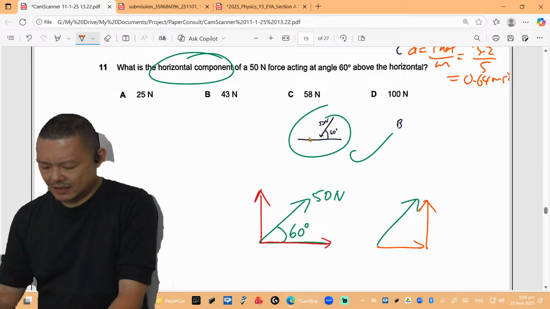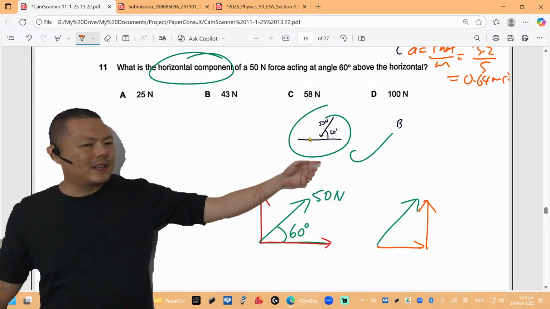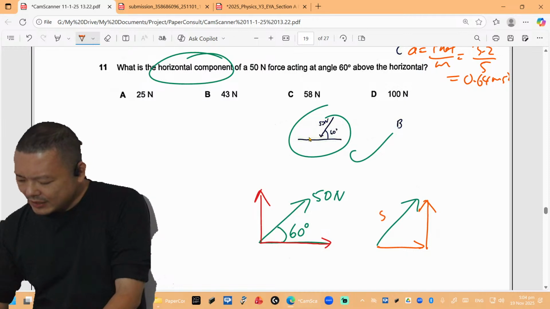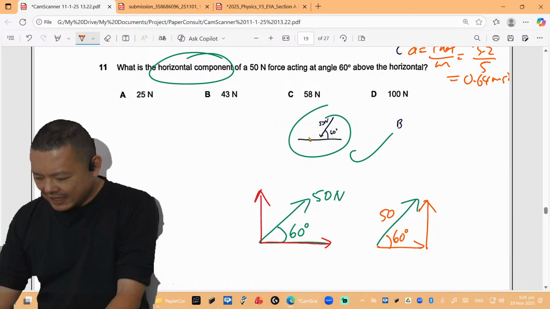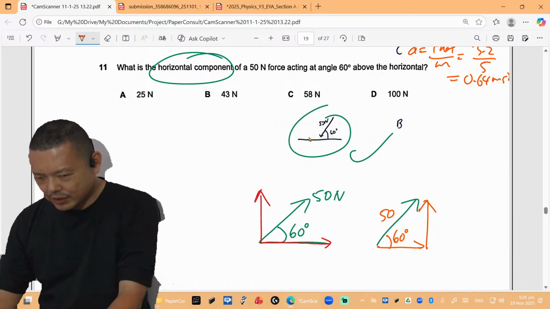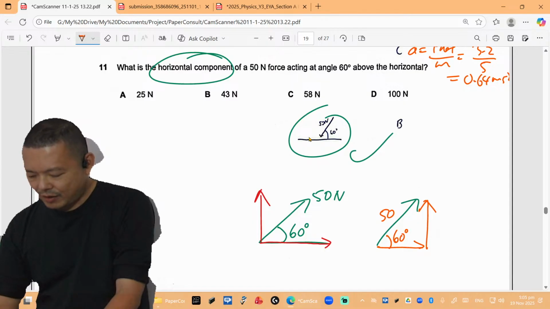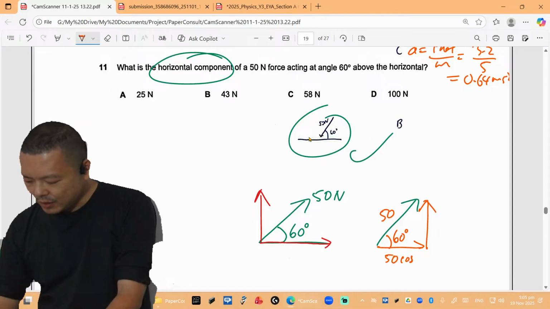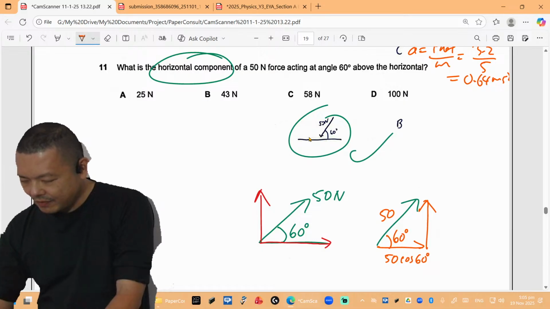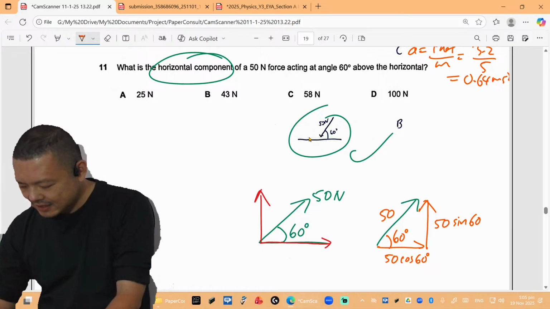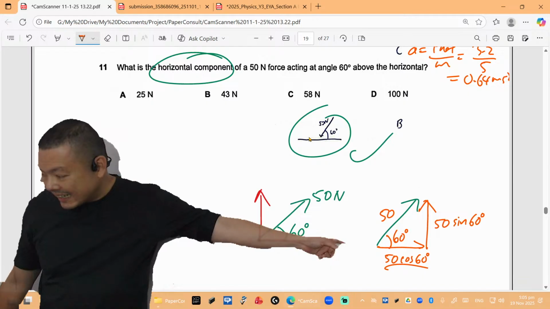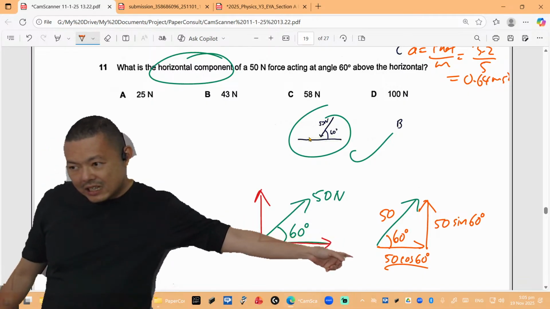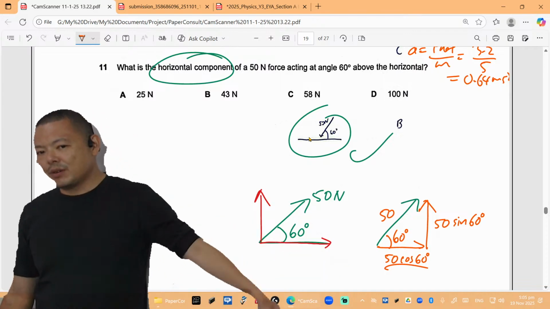It's a triangle. Where's the triangle? You drew this first, but I don't see your triangle. So this is 50 and this is 60 degrees. So what's the horizontal component? What's the vertical component? Horizontal is 50 cosine 60 degrees. Vertical is 50 sine 60 degrees. So it's 50 cosine 60. But do you know why it's written like that? What's that about? It's trigo, just trigo only.